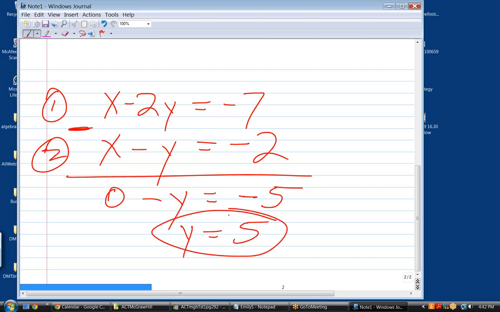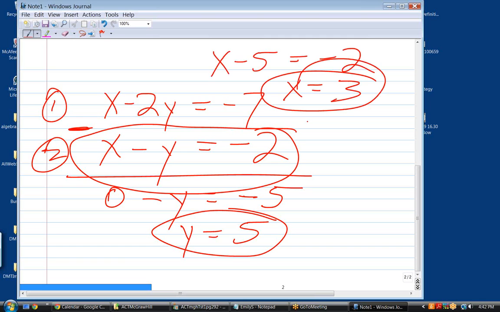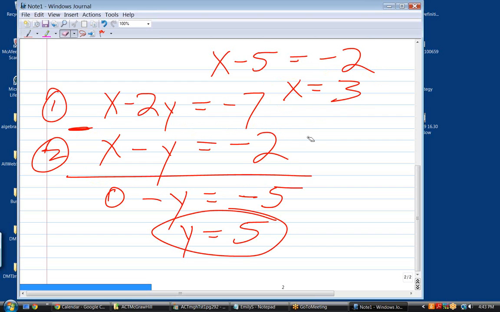So we've solved for y, so the only difference is that when we did it this way, the first variable we solved for was y, but now we can go into either equation to solve for x. Well, this is probably the easiest one to go into. So it would be x minus 5 equals -2. Add 5 to both sides, and you get x equal 3. There's our second variable. Okay? So both methods give you the same answers.